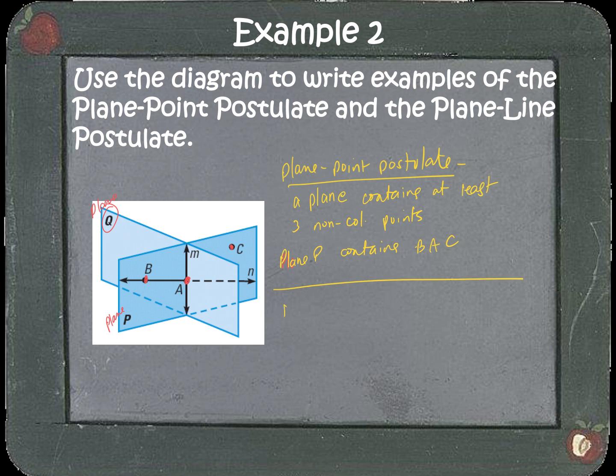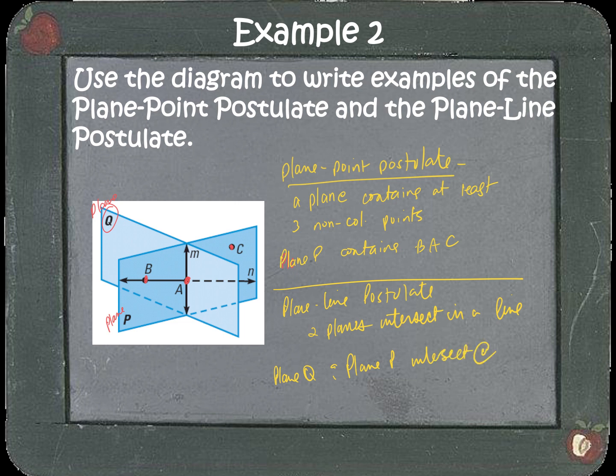Then I go to the next one, which is the plane-line postulate. What this one says is that two planes intersect in a line. So when I look at this picture, I recognize that plane Q and plane P intersect at line M. That's what it's telling me, that two planes intersect in a line, and a plane contains 3 non-collinear points. So that's how I show both of those.